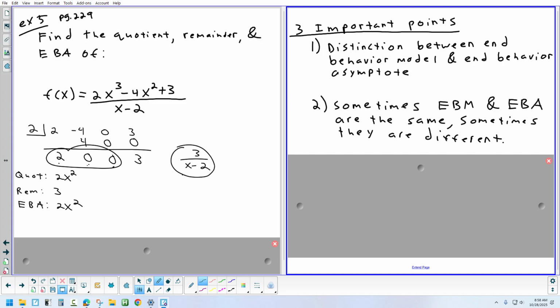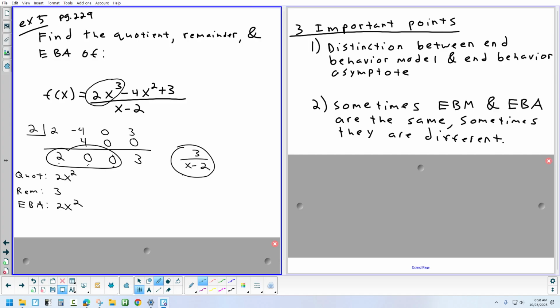If you take the highest degree term in the top, it's 2x cubed. If you take the highest degree term in the bottom, it's x. If you divide 2x cubed by x, you get 2x squared. So the EBM and the EBA are the same. So if you're thinking, why don't you just do that instead of long division? Well, the only reason they came out the same this time is because this was a 0 and that was a 0. If those had not both come out to 0, then the EBM and the EBA would have been different.